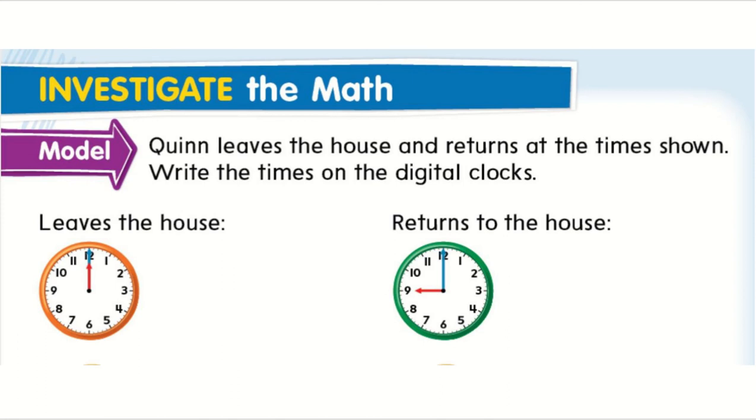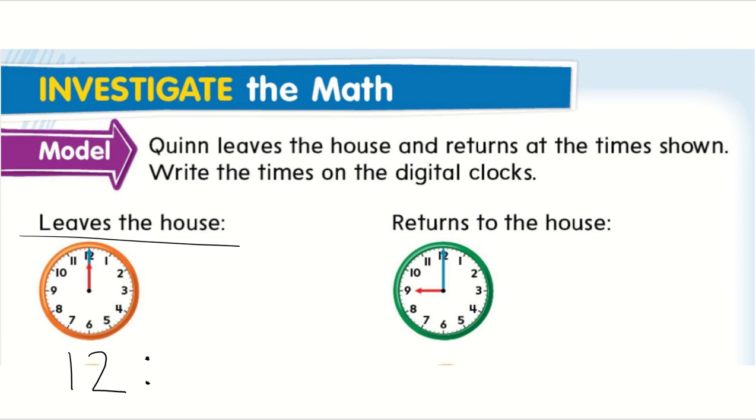It says Quinn leaves the house and returns at the times shown. Write the times on the digital clocks. So let's take a look at leaving the house first. Now, this one's a little funky because you can see that the hands are actually right on top of each other. But we know that the minute hand is pointing at the 12, so that means we have 0 minutes. And we also see that the hour hand is pointing at the 12, so that means we have 12 hours. So that would actually be written down like this. 12.